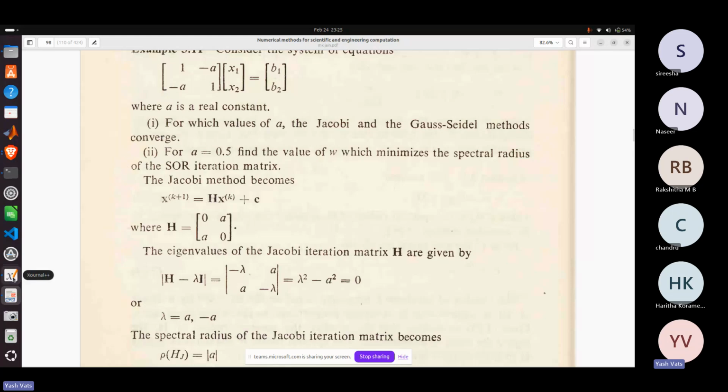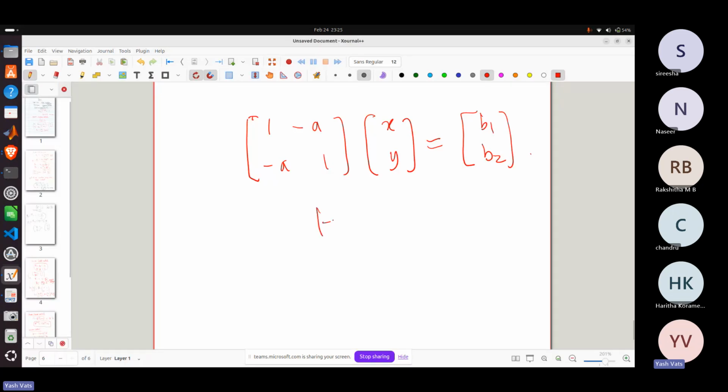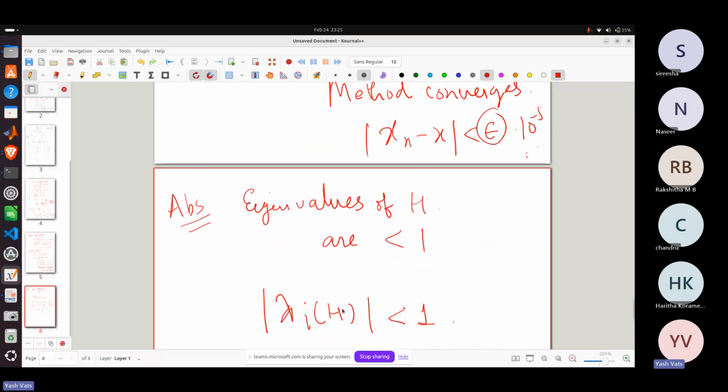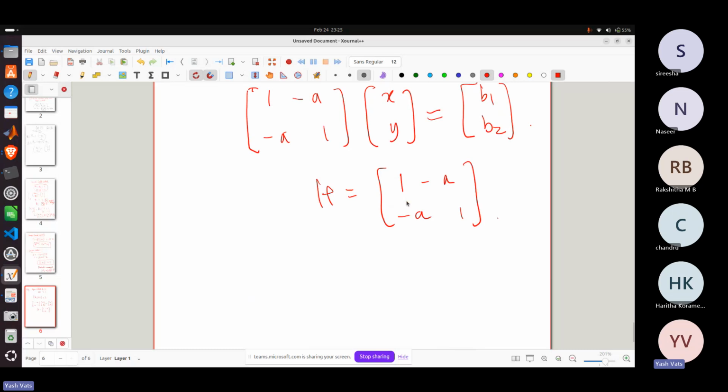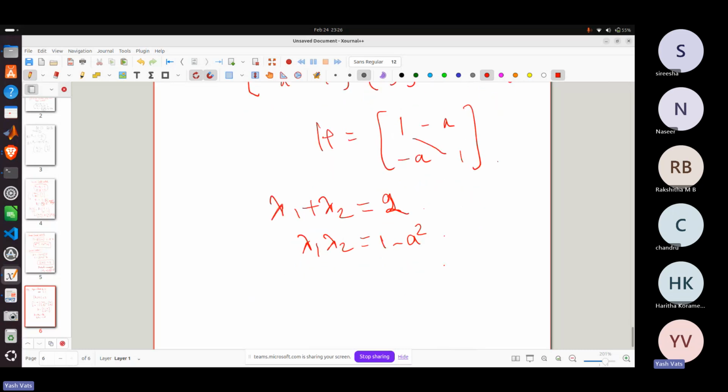So what is your H in this case? H is just 1, minus a, minus a, 1. The condition I've said is that if the eigenvalues are strictly less than 1, then we say that these methods converge. To find the eigenvalues of H, use these two things: the sum of eigenvalues is the trace and the product is the determinant. Lambda 1, lambda 2.